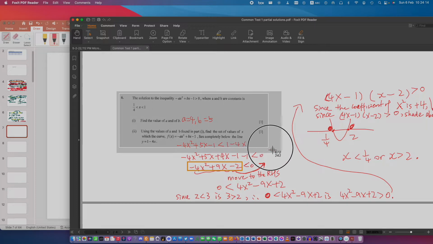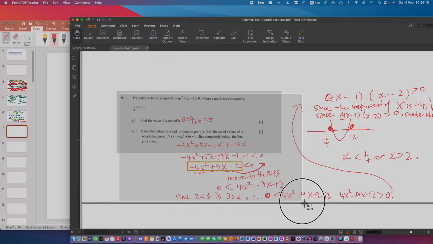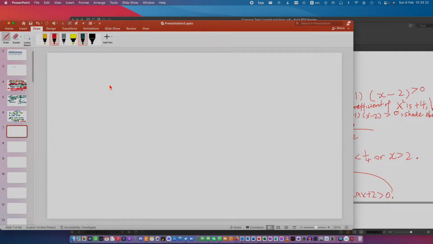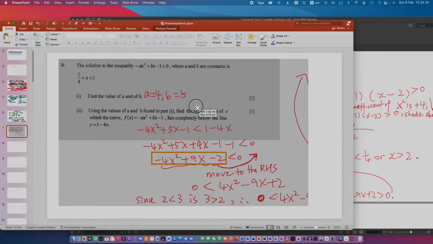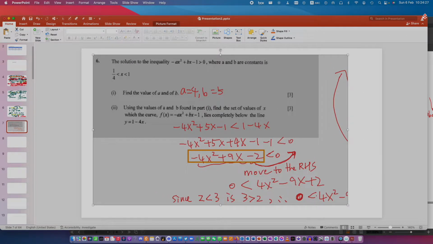I also have a partial solution here. So you can take a look at this. It says the solution of the inequality. So this inequality is in terms of x, right? Then it asks you to find the values of a and b. So you just solve it as an inequality. There is nothing to do with the discriminant. Why? Because they ask you to find the values of a and b, and with the values of a and b, find the set of values of x.